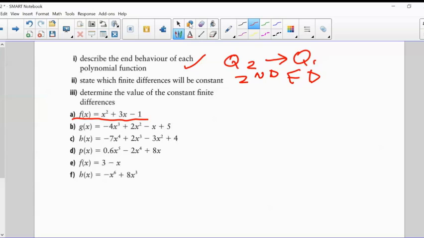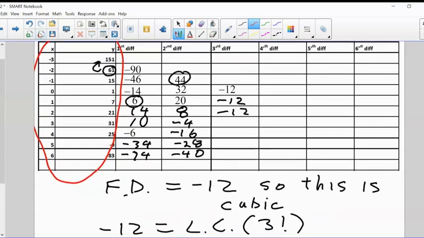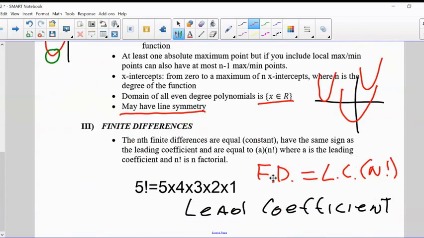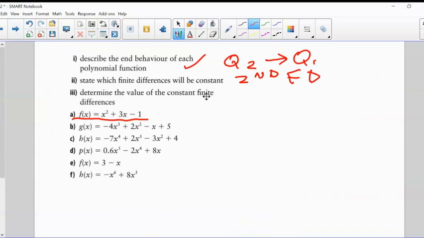And in fact, I'll put you on the page that has the formula in it so that you can see what the formula is. Here's the formula right here. Finite difference is equal to the LC times n factorial. That's what you're going to use to figure out what the finite difference is. It's right there. So I'll come back to the equation now.